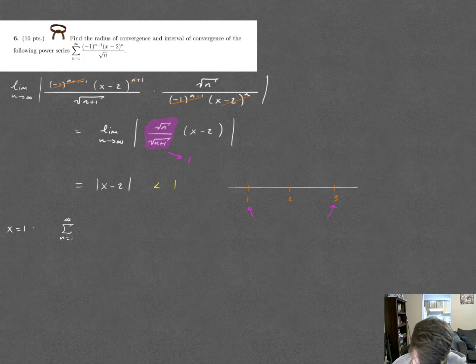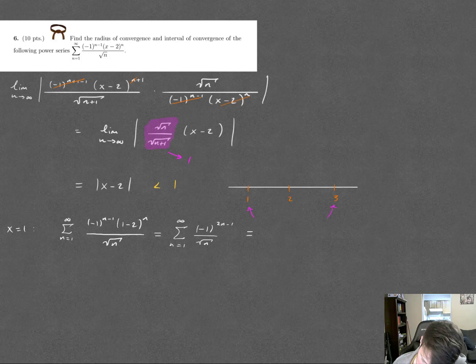So we have (-1)^(n-1) (1-2)^n divided by the square root of n. So this is equal to (-1)^(2n-1) over the square root of n. Now 2n-1 is always odd, so this is just going to equal minus the sum, sorry, of n equals 1 to infinity of 1 over the square root of n. And this diverges by the p-test. This diverges, p equals 1/2.